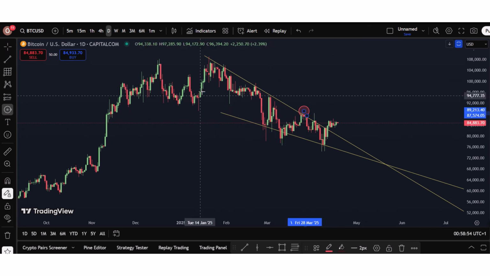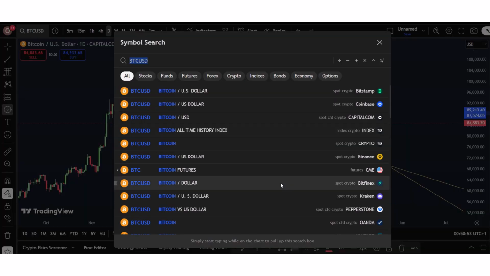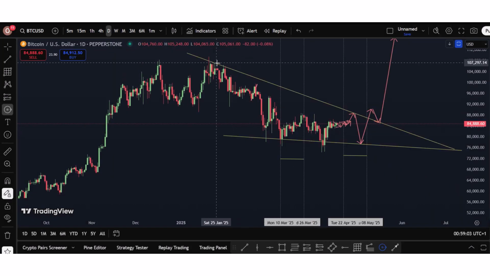I need to see something. Let me show you something else. We need to see something like this. Where's Pepperstone? So we need to see something like this, just like the Euro USD type. This is just resembling the Euro USD.